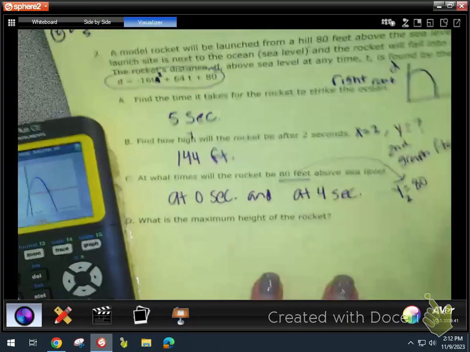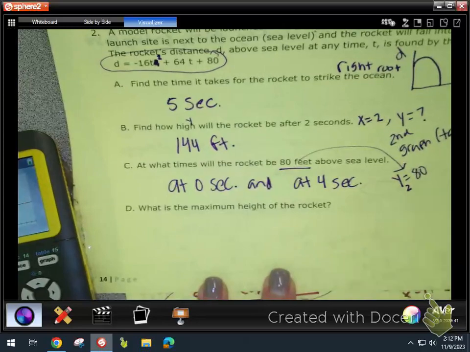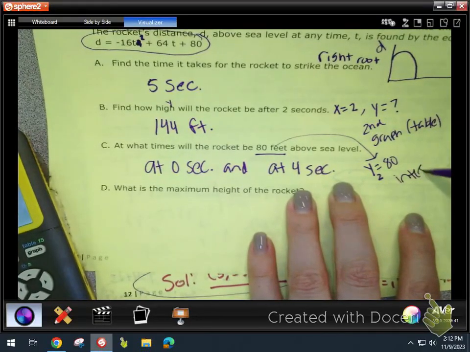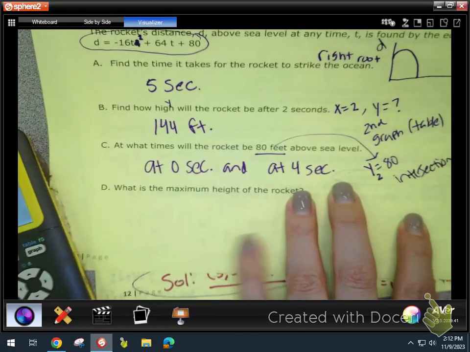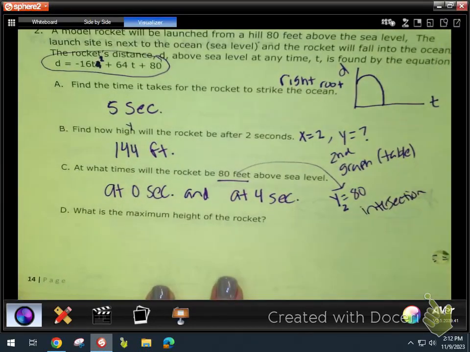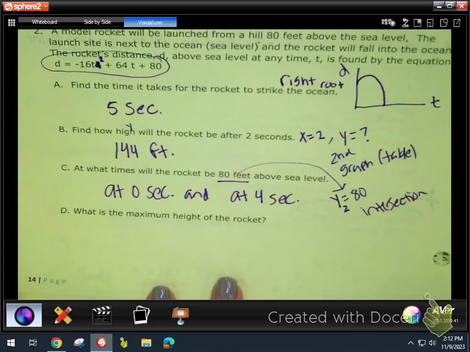Okay. So again, I continue to use my intersection. If you're ever trying to find a specific y value, 0, 80, whatever I give you on the problem, use intersect. Okay?